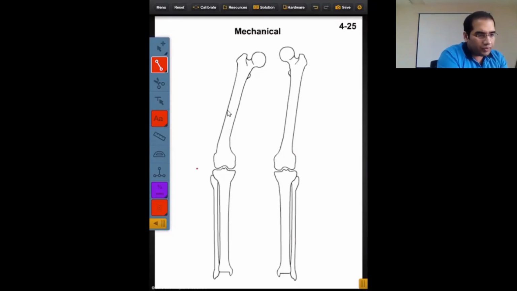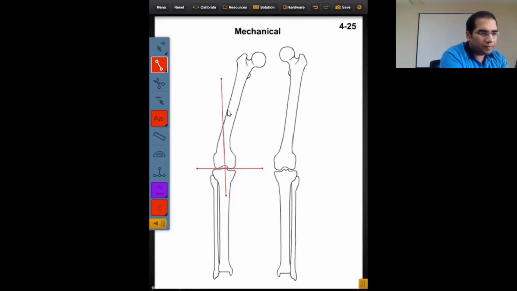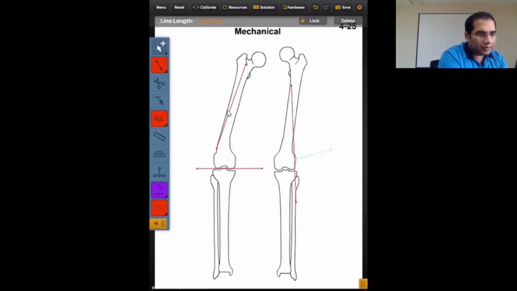As we all knew, the lateral distal femoral angle here is 88 degrees because the opposite side is also 88 degrees. I'm going to draw the mechanical axis of the anatomical axis of the femur. This is a mid diaphyseal line. Okay.